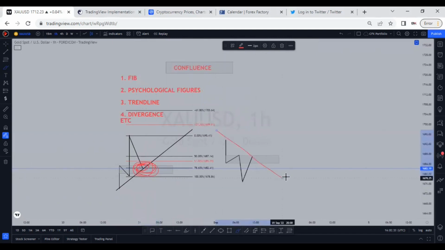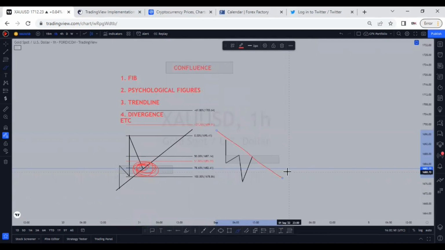It's the same thing for the downside. I don't think we need to even waste our time there. Let's just go to the next one. For the divergence, you need to combine it with an indicator. It could be RSI, it could be stochastic, a whole lot.